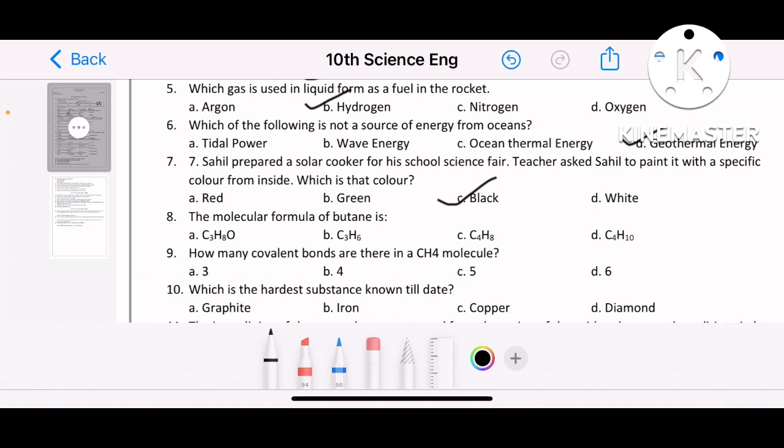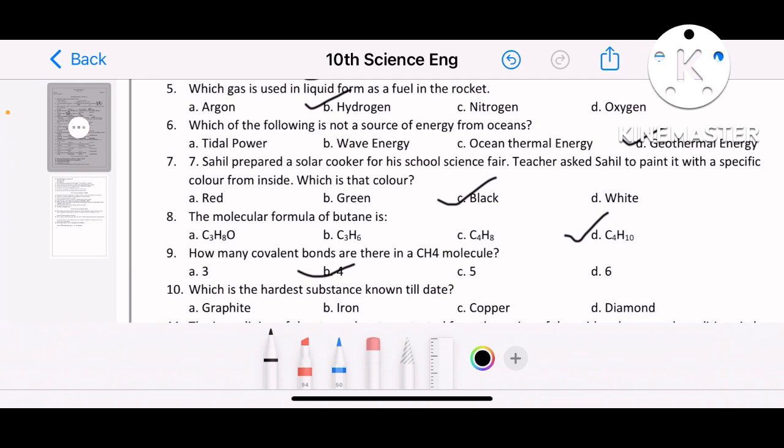8th question, the molecular formula of butane is. Here the name is butane. If n is 4, meth, eth, prop, but. So if carbon atom is 4, then number of hydrogen atoms will be 10. So the right option is D. 9th question, how many covalent bonds are there in CH4 molecule? Answer is option B, that is 4.